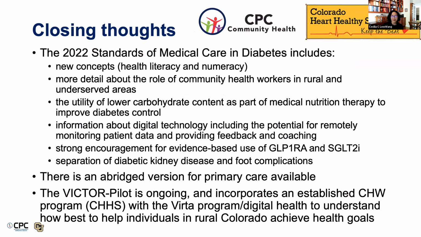And so just some closing thoughts. The 2022 standards include lots of things. The whole thing is almost 250 to 300 pages. It has some new concepts on health literacy and health numeracy. There's lots more detail about the role of community health workers in rural and underserved areas. It talks about the utility of lower carb content as part of medical nutrition therapy to improve diabetes control.